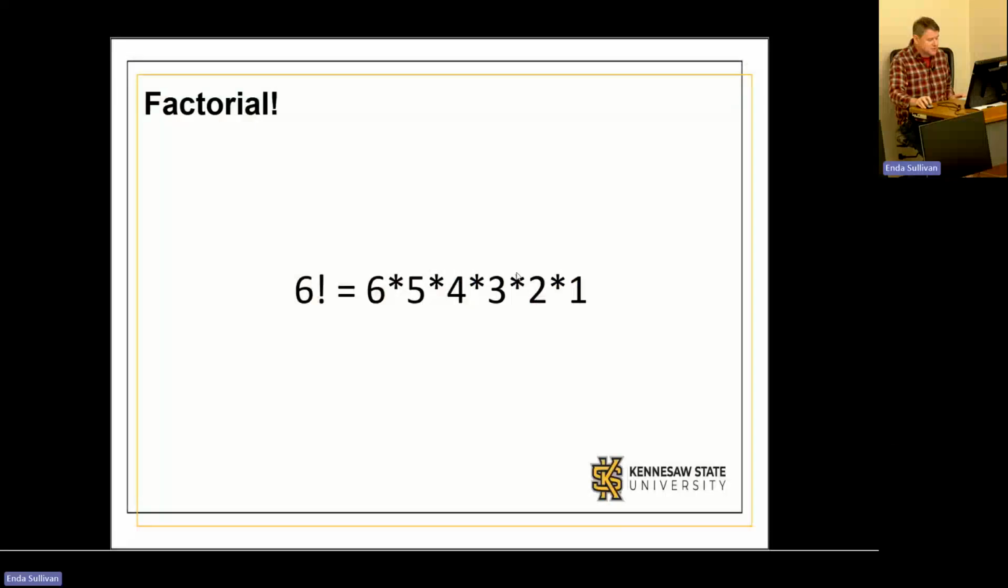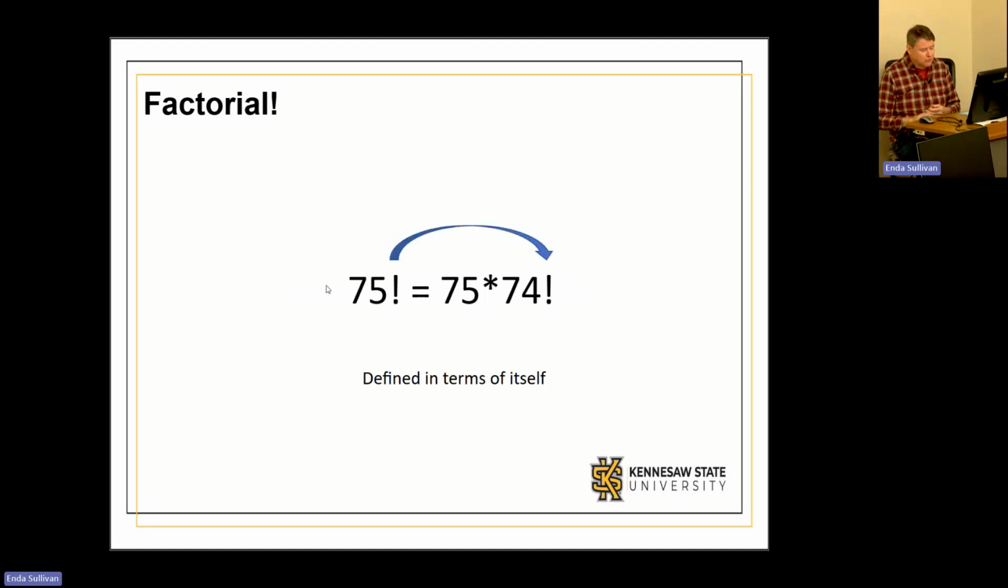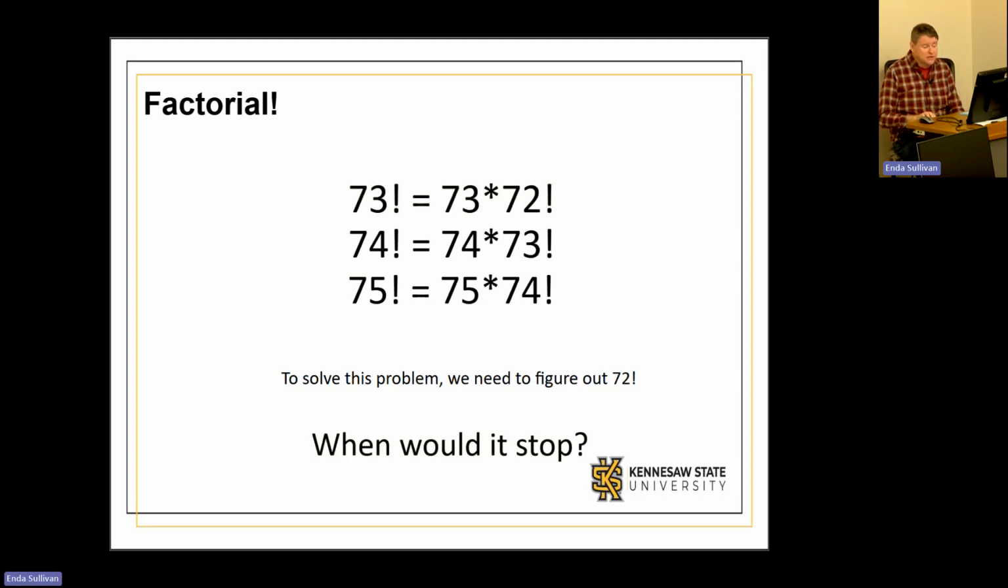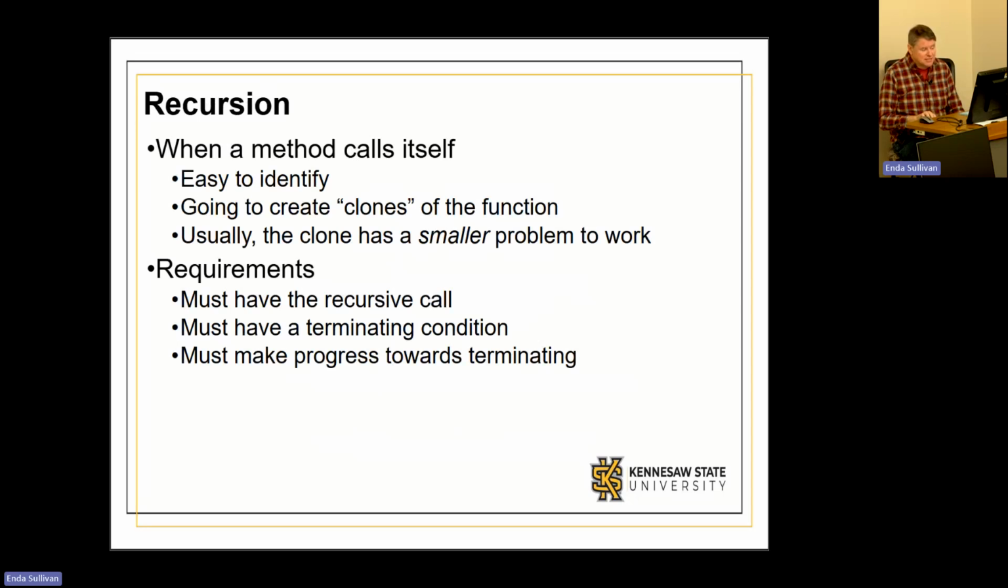All right, so let's go back to our slides real quick. So in our slides, we had started. Factorial of 6 is equal to 6 times 5, 4, 3, 2, 1, as we said before. Factorial of 75 would be 75 times the factorial of 74. This is recursive. You need to figure out the factorial of 74. Sorry, it is 74 times the factorial of 73, which means you need to find out 73, which means you need to eventually get down to 1.